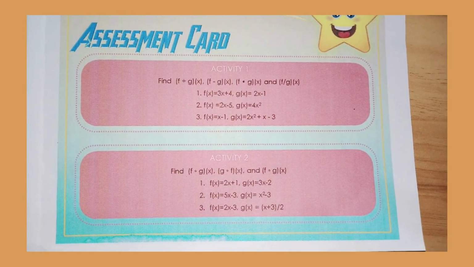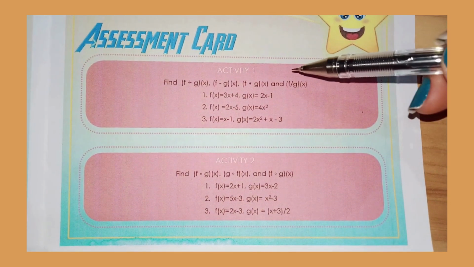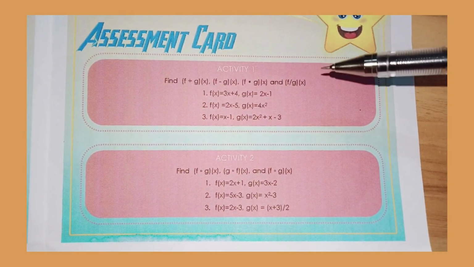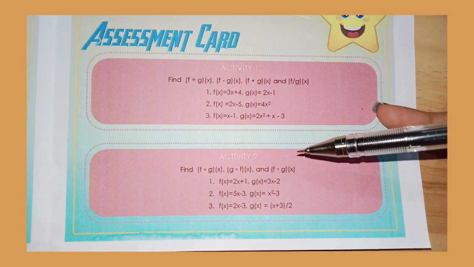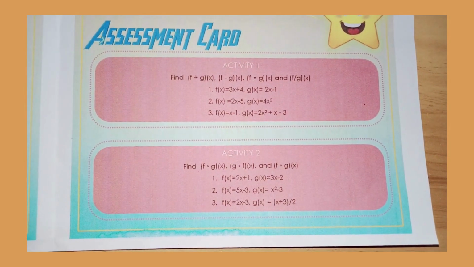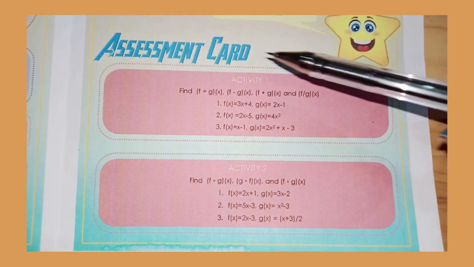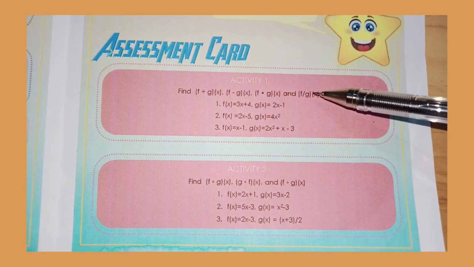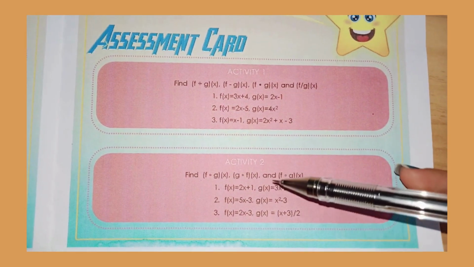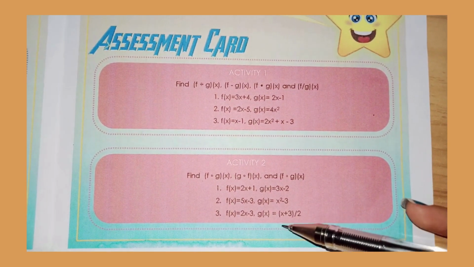Now, try to answer assessment card. Katulad lang ito nung activity card natin. In activity 1, you need to apply the operations on functions: addition, subtraction, multiplication, and division. And for activity number 2, you need to apply composition of function. You need to show your solution in each number. So, for number 1, 4 yung sagot mo, isang addition, subtraction, multiplication, and division. Same with number 2, 4 na sagot. Same with number 3. And activity 2, sa number 1, 3 yung sagot natin. Sa number 2, 3 ang sagot. Sa number 3, 3 din ang sagot.